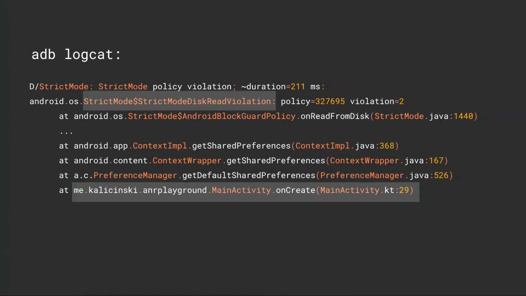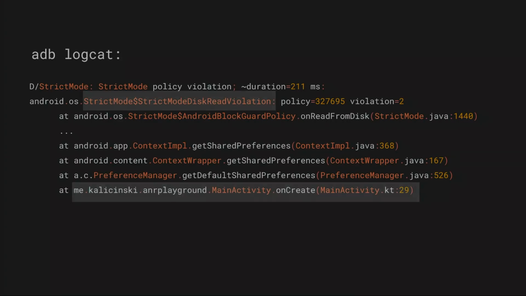And I see the exact cause, and I can go and debug that. So I can see there was a strict mode disk read violation, and I can see in the stack trace the culprit is the get default shared preferences call that I did in my activity on create. So great. This lets me actually go and fix that.